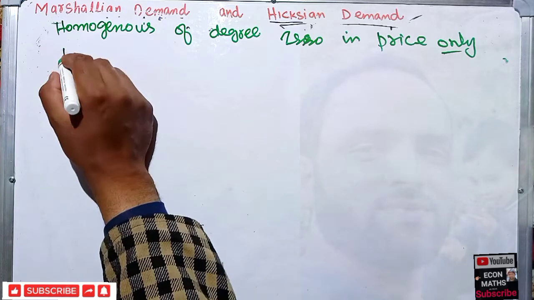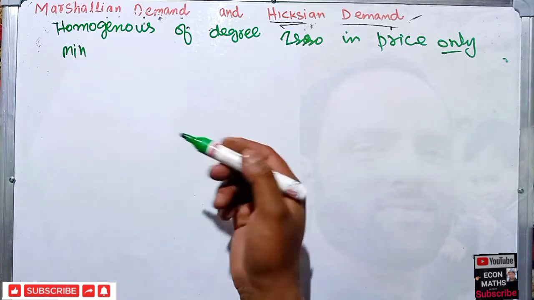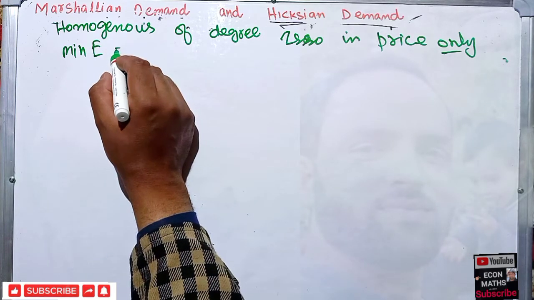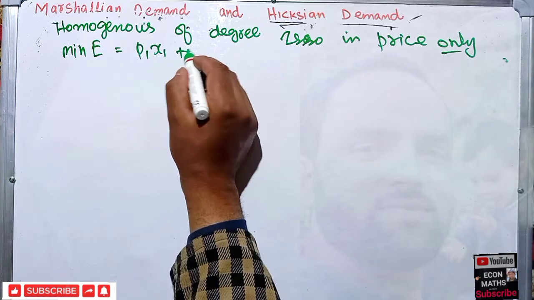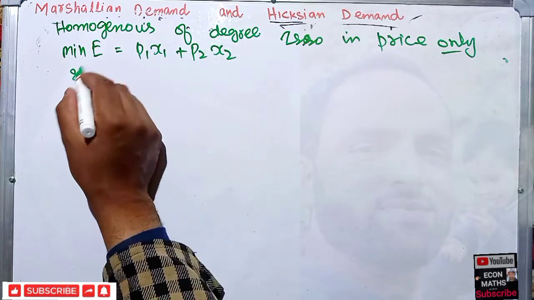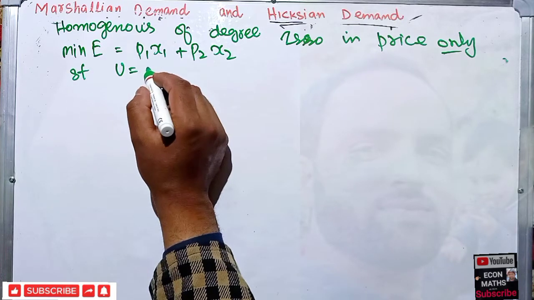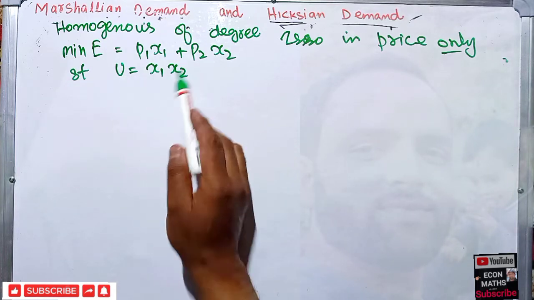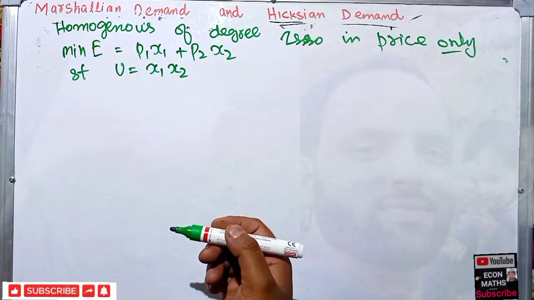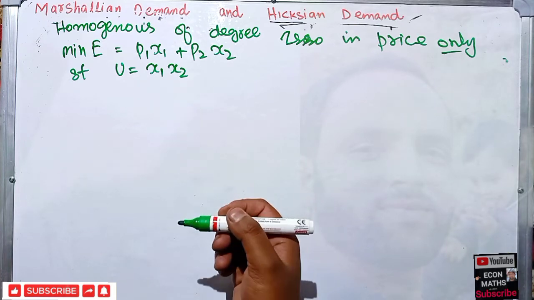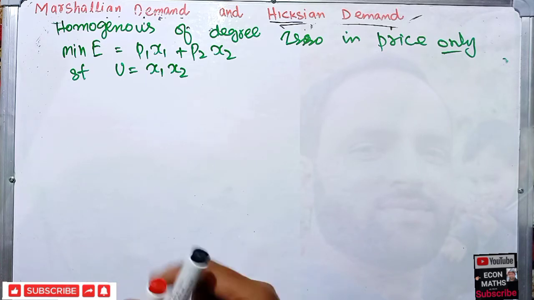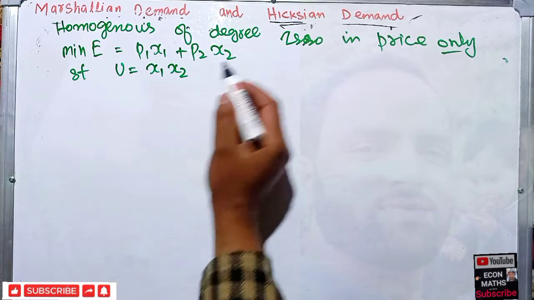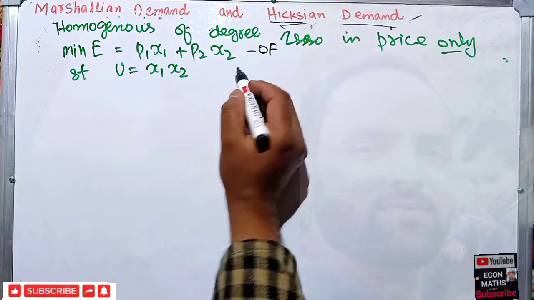The Hicksian demand function is actually the problem of minimization. We want to minimize our expenditure. Let us say we are given p1 x1 plus p2 x2 subject to the utility x1 times x2. So we want to minimize our cost to achieve this constant utility. This is the minimization problem. As I have derived earlier, I will derive here also. First, this is our objective function, and this is the constraint here.